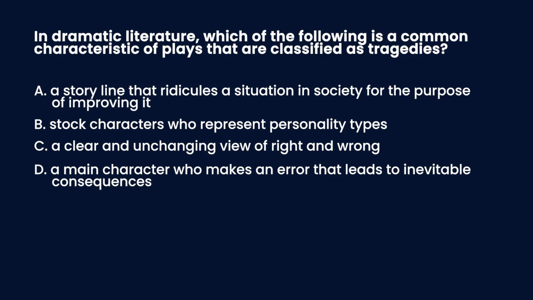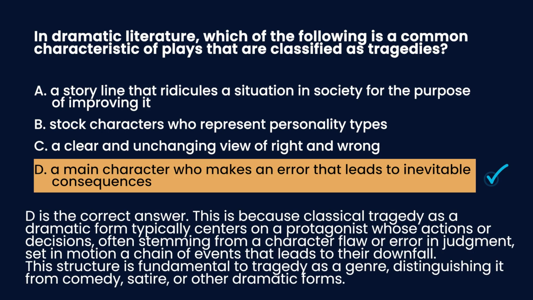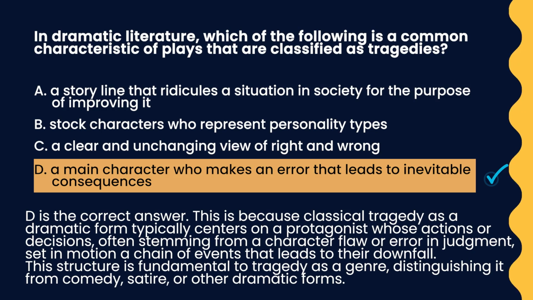The correct answer is D. This is because classical tragedy as a dramatic form typically centers on a protagonist whose actions or decisions, often stemming from a character flaw or error in judgment, set in motion a chain of events that leads to their downfall. This structure is fundamental to tragedy as a genre, distinguishing it from comedy, satire, or other dramatic forms.